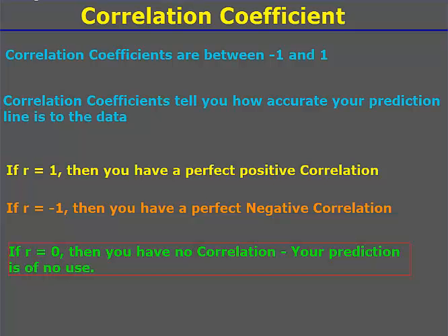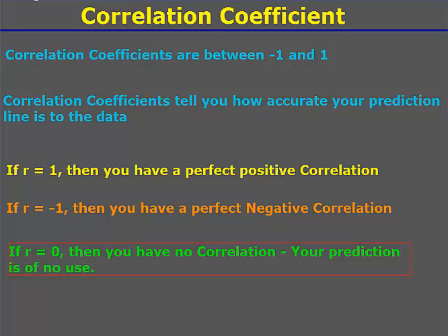Last thing, correlation coefficients. A correlation coefficient relates how accurate our prediction is to the data plot, or to the data we have. So correlation coefficients are always between -1 and 1. If the correlation coefficient is negative, that means your line's pointing down. If the correlation coefficient is positive, that means your line's pointing up. Everybody all right with that?